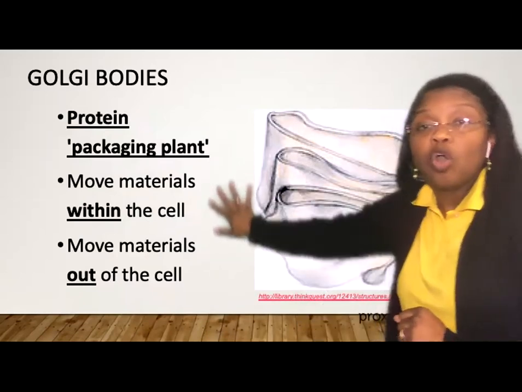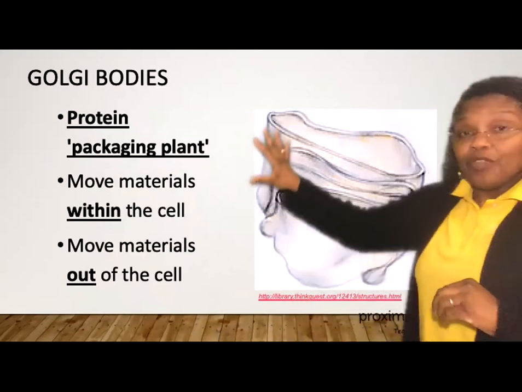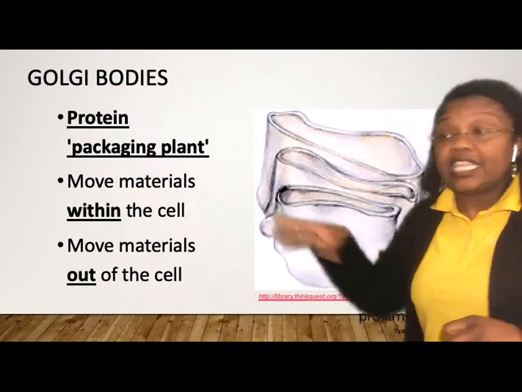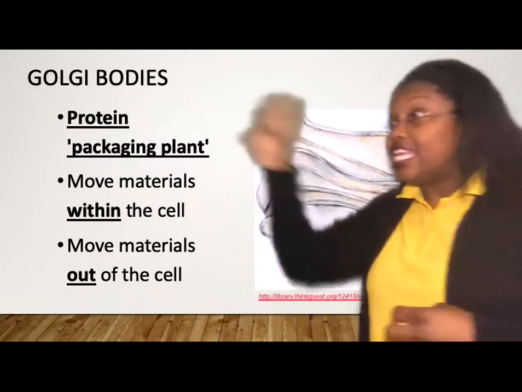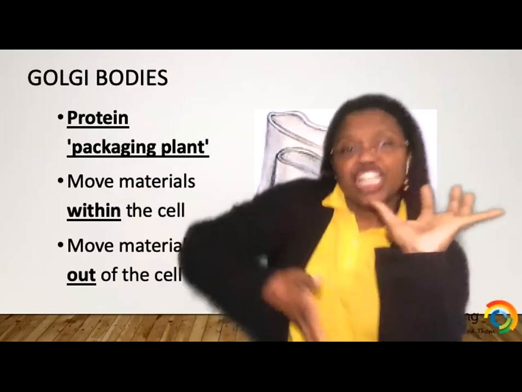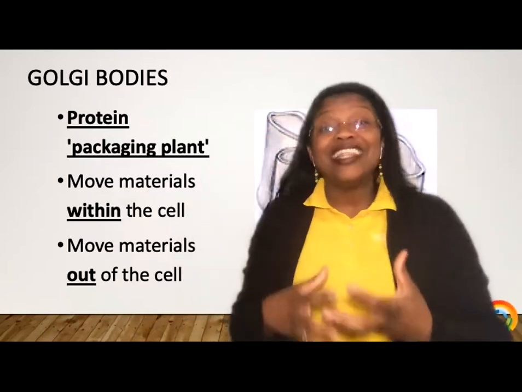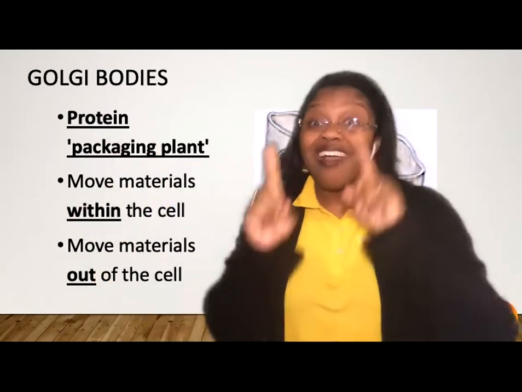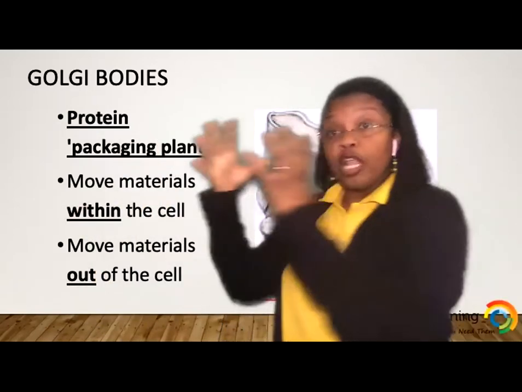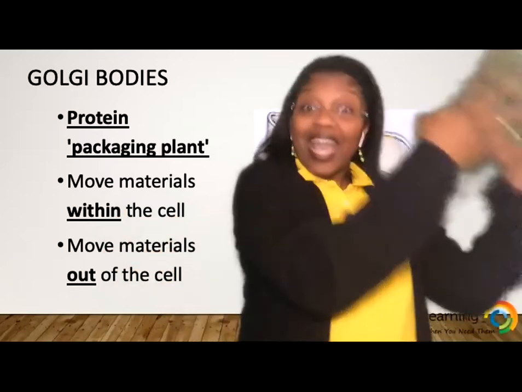That's why we sometimes call the Golgi body the post office. So what it's going to do is get the proteins and the lipids from the ER and from the ribosomes. It's going to do some chemical reactions and fix it up, make it real pretty, put it in a package and then send it where it's supposed to go. Sometimes it'll send it to another part of the cell. Other times it will send it outside of the cell.